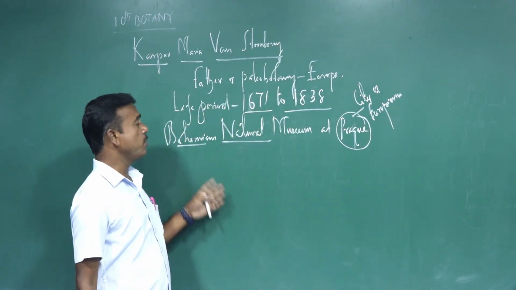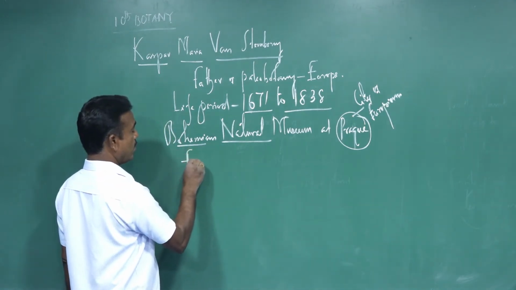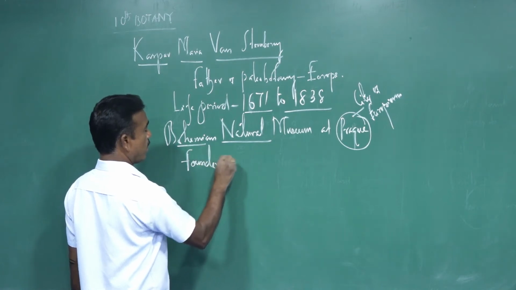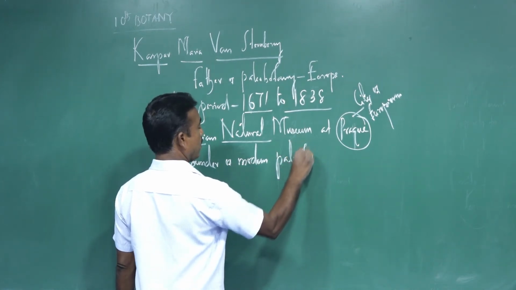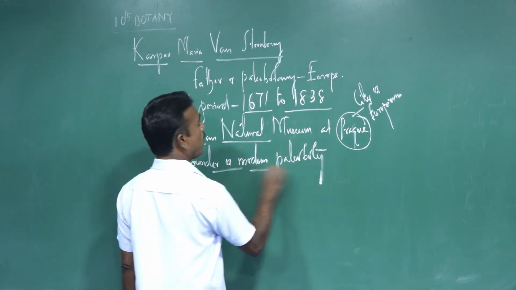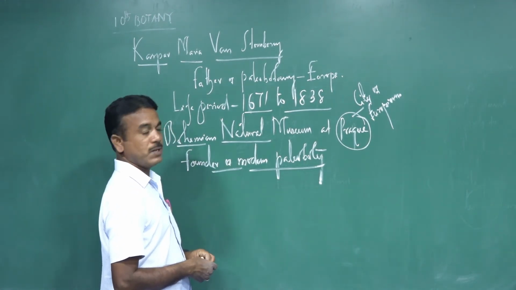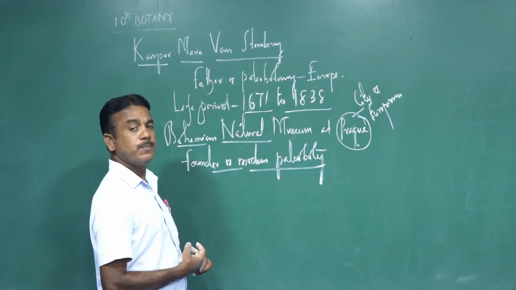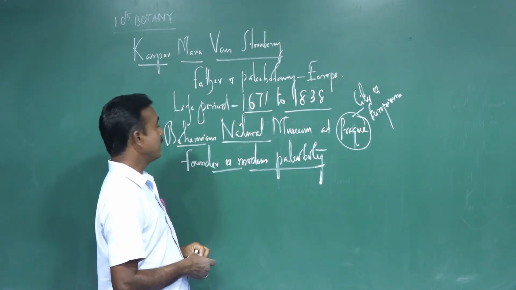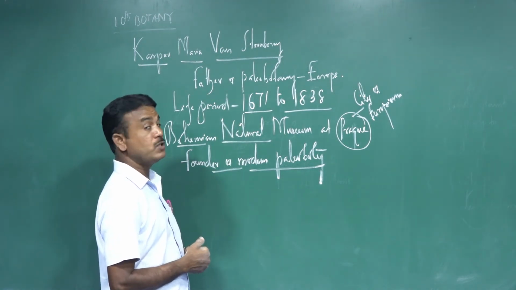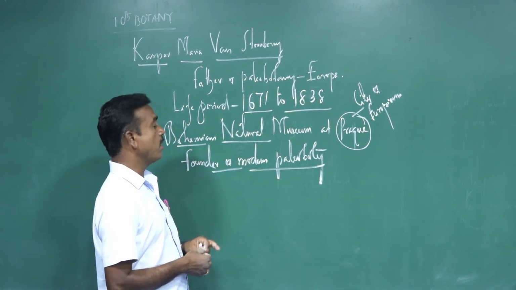Due to establishing the Bohemian Natural Museum at Paraguay, he has to be considered as founder of modern PALEOBOTANY. So, father of PALEOBOTANY and the founder of modern PALEOBOTANY is commonly called as Casper Maria van Sternberg. He was born in Europe. What is the life period? You know that, 1671 to 1838. He established the Bohemian Natural Museum at Paraguay. That's why he is considered as founder of modern PALEOBOTANY.